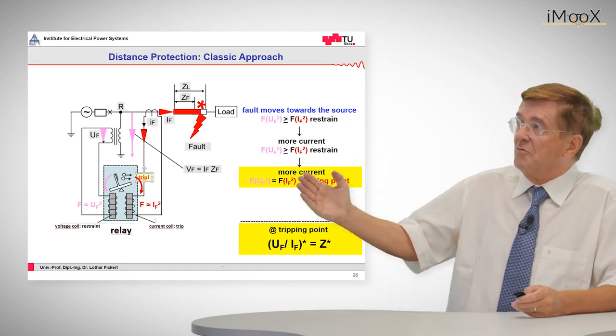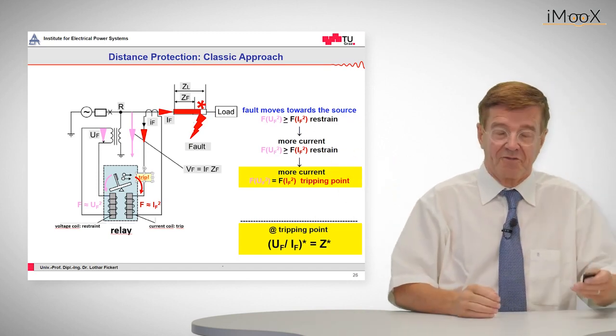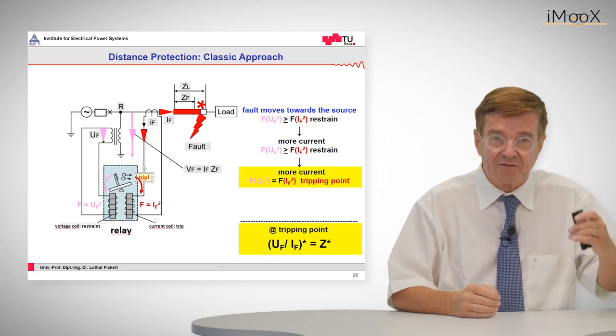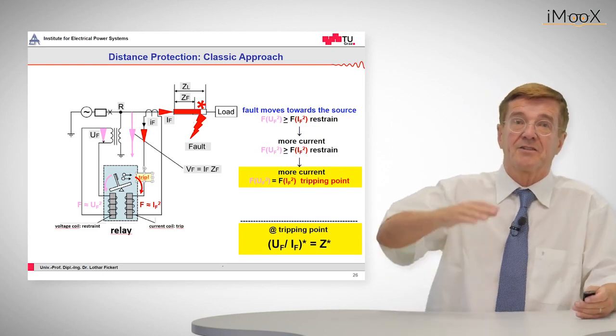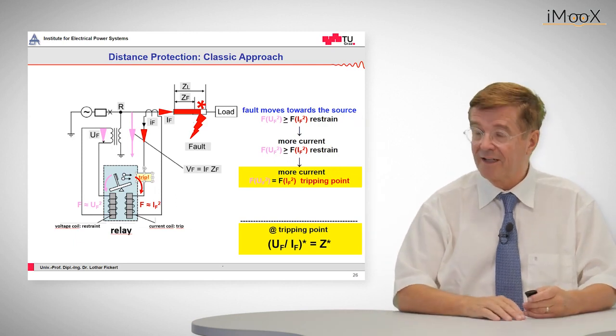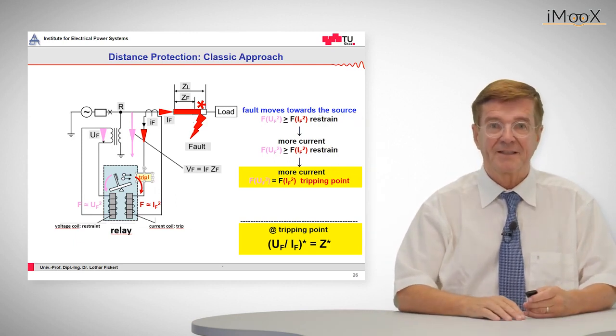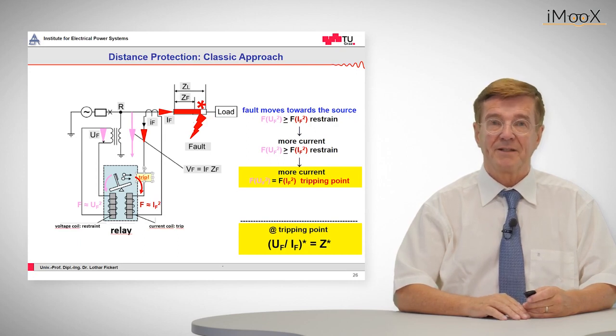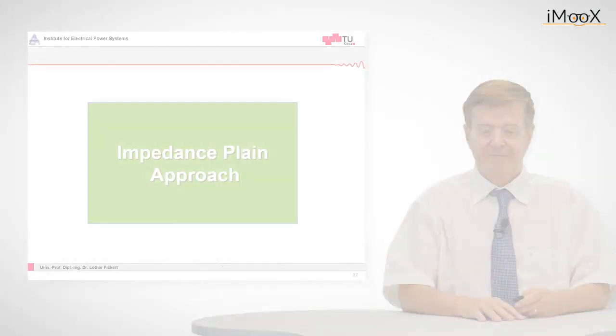And if the fault moves in further, then the residual voltage, the restraining force, gets even lower, and the currents will go up. So in this red area we have a trip area, the tripping area, and by this means such a relay can discriminate between the trip zone and the restraint zone.